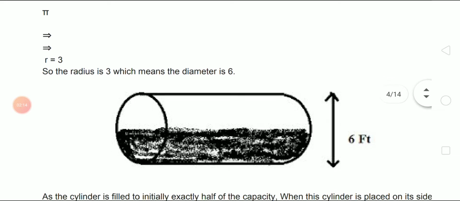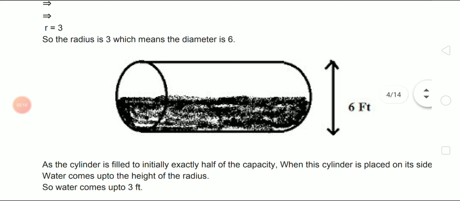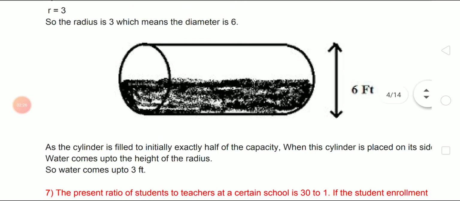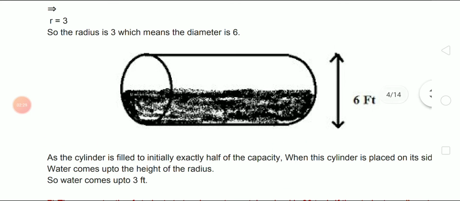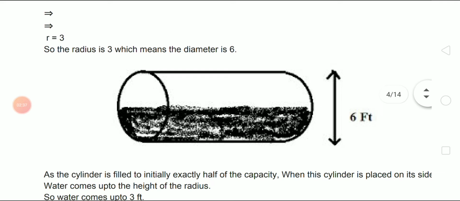Here r equal to 3, so the radius is 3, which means the diameter is 6. If radius is 3, then diameter is 6. Okay, 2r equals the diameter. Here r is 3, 2 into 3 is 6. As the cylinder is initially filled to exactly half of its capacity, when the cylinder is placed on its side, water comes up to a height of the radius. Here the answer will be 3 feet.